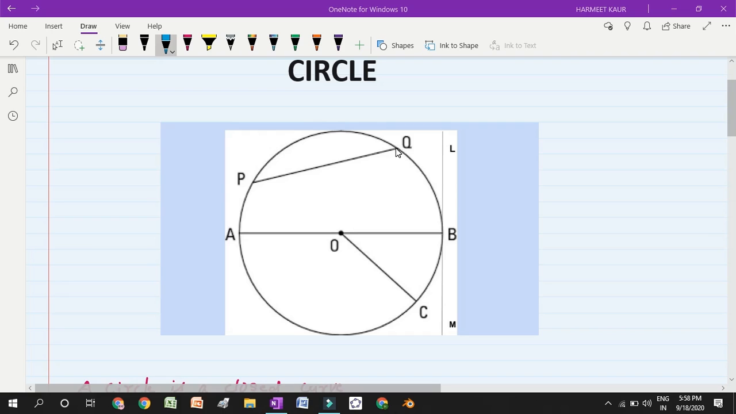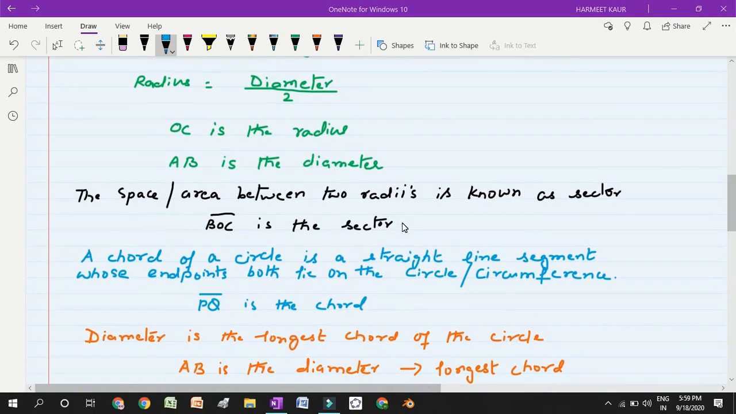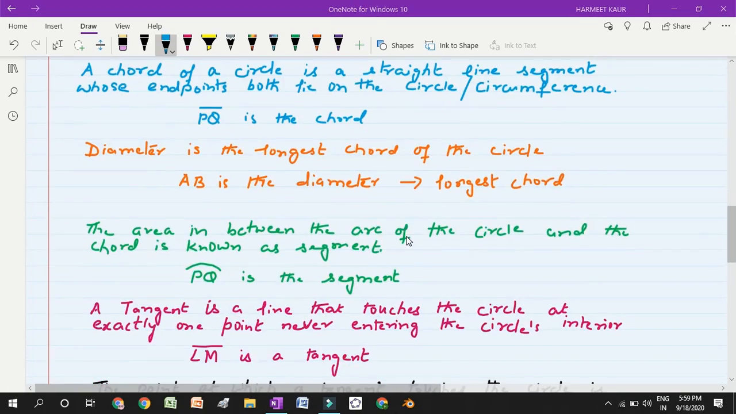So if we want to draw a tangent at point Q, we can draw only one tangent. Same for point P and point A. So at any point on the circumference, we can draw only one tangent. But if we see a circle as a whole, since on the circumference we can have infinite points, at every point on the circumference we can draw a tangent. So we can have infinite tangents in a single circle, but at one point on the circumference, only one tangent can be drawn.